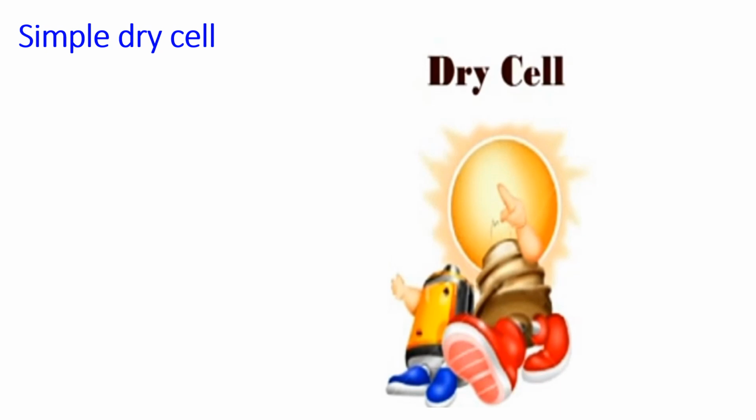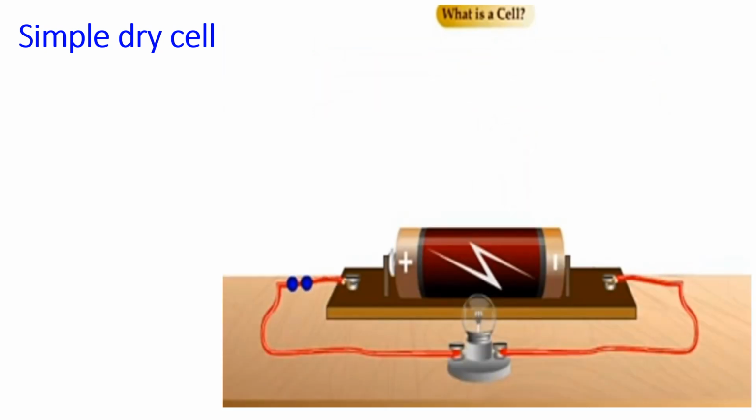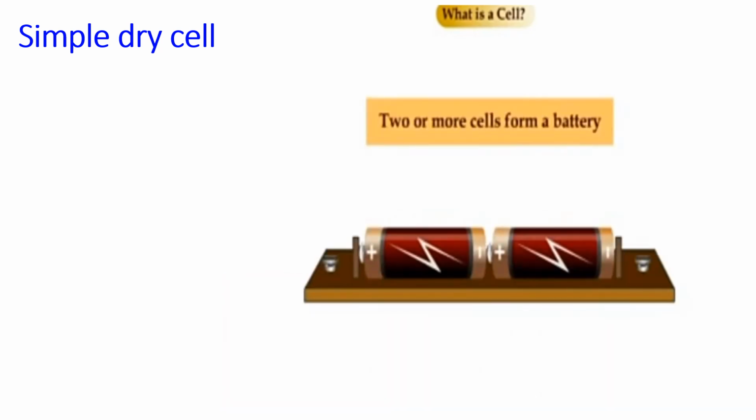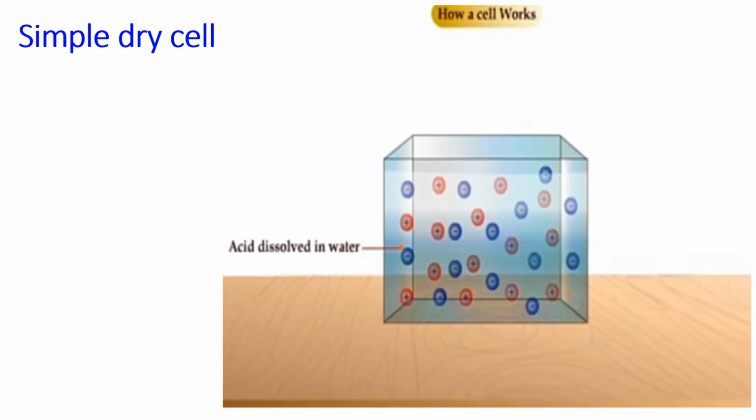Let's watch this video. That is a simple dry cell, a unit of making electricity. Considering a circuit of this caliber, we see that current is flowing from positive to negative, giving light on the bulb, as long as the switch is on. When we arrange two cells, we form what we call a battery. Then we shall have more positive and negative. And this is the logic behind a dry cell.